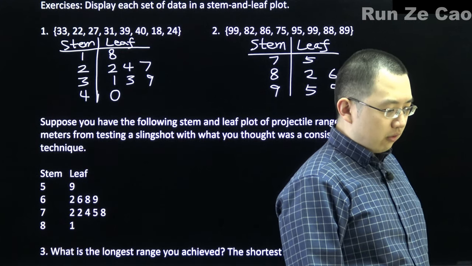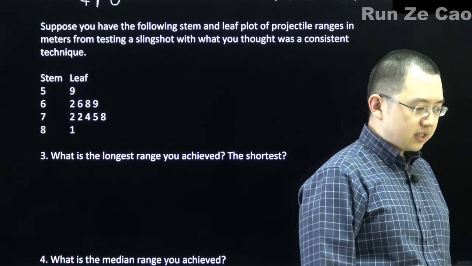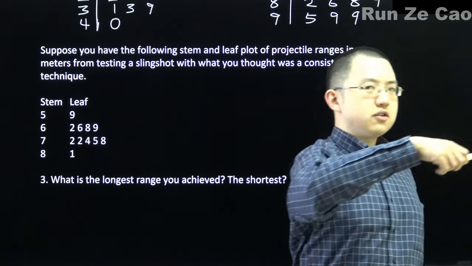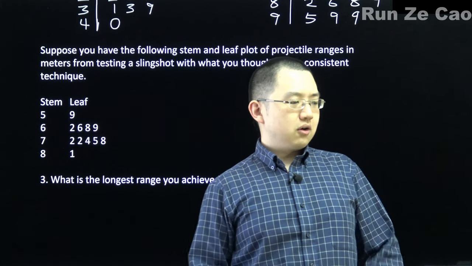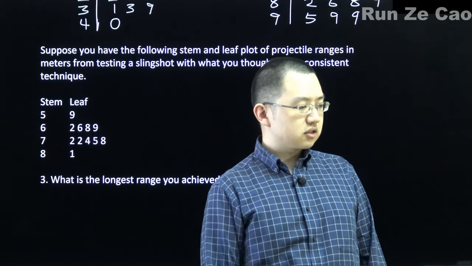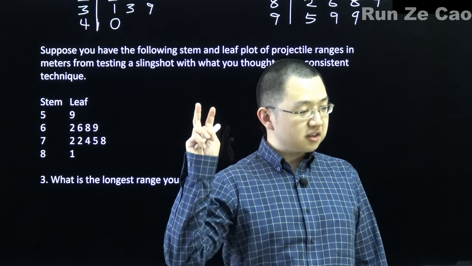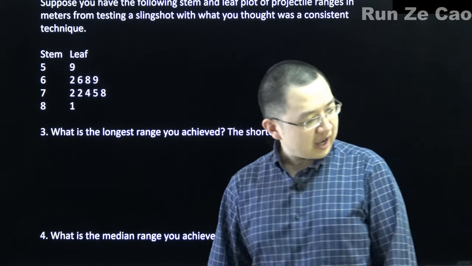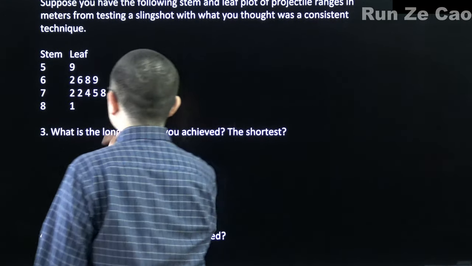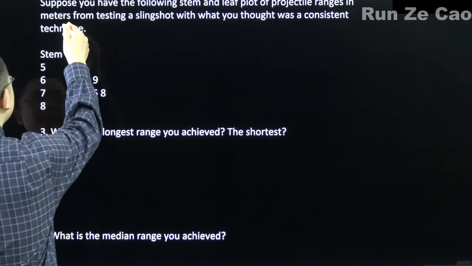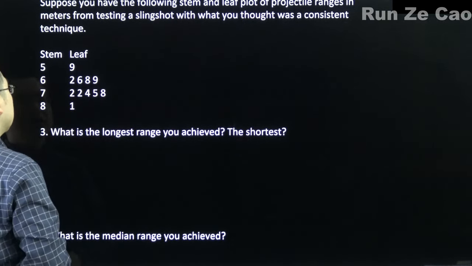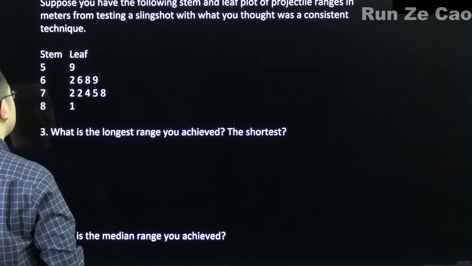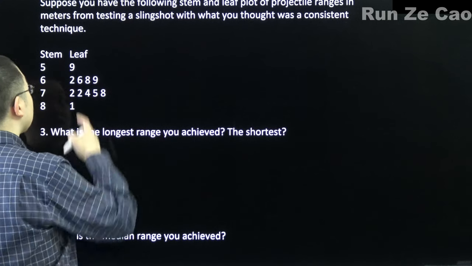Now, suppose you have the following stem and leaf plot of projectile ranges in meters from testing a slingshot with what you thought was a consistent technique. Whether this be an old-fashioned sling or a slingshot, doesn't matter. But the supposed consistent technique produced ranges from 59 meters, right? Yeah, it's in meters. Please note that spelling of meter may vary depending on region. Officially, it's supposed to be M-E-T-R-E, metre, like metric. But yeah, you see this a lot too.